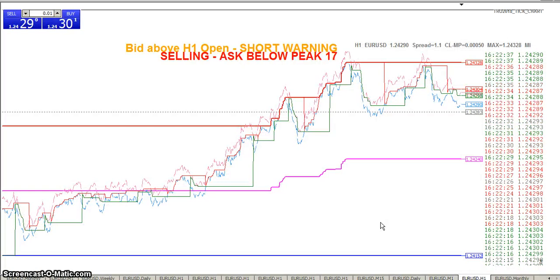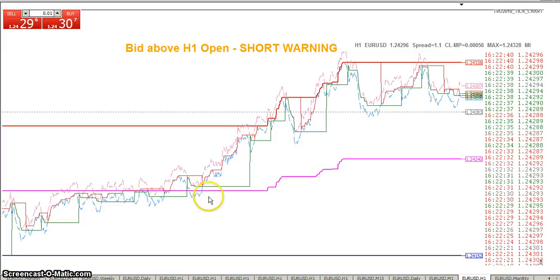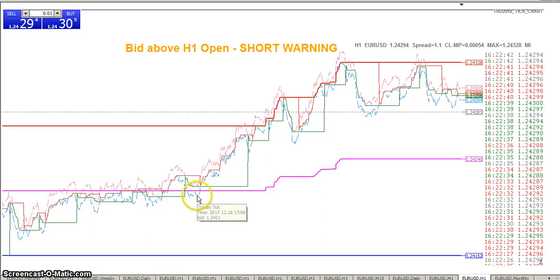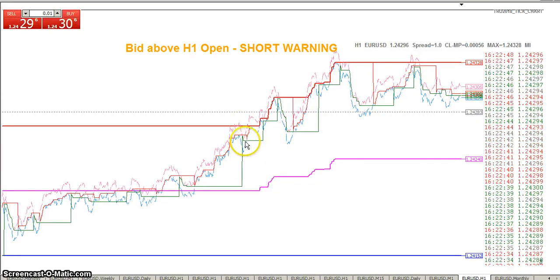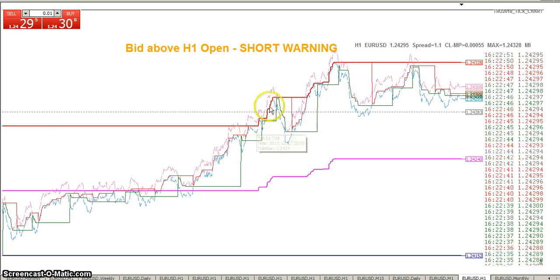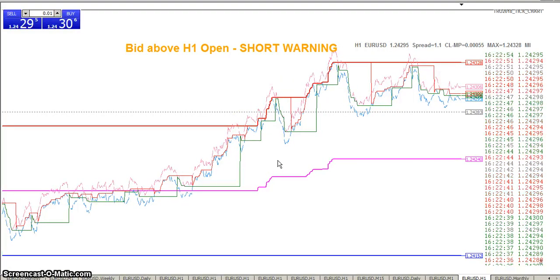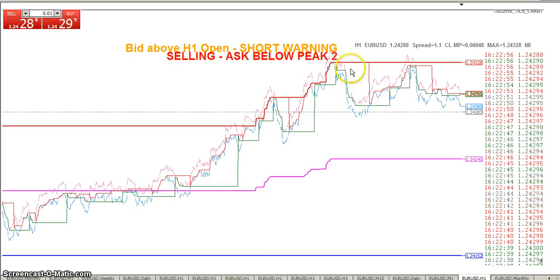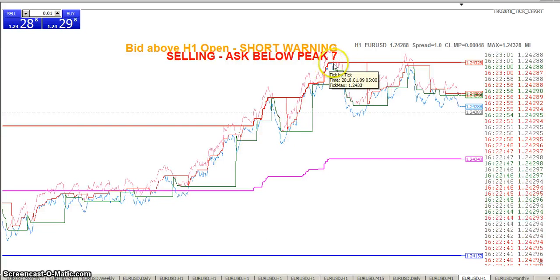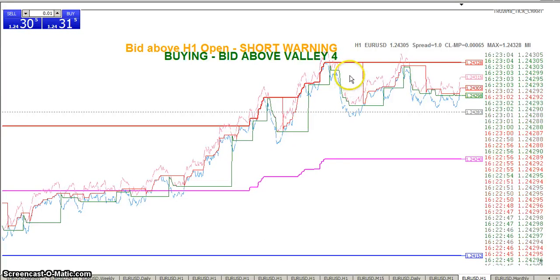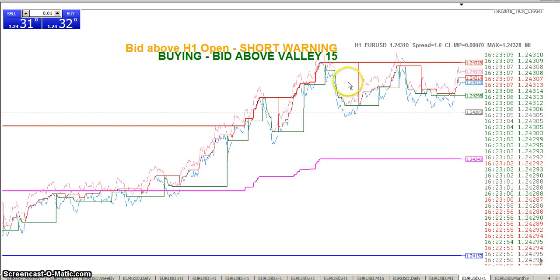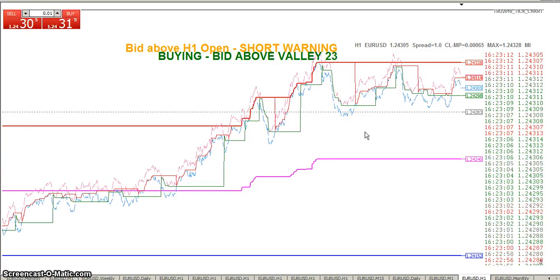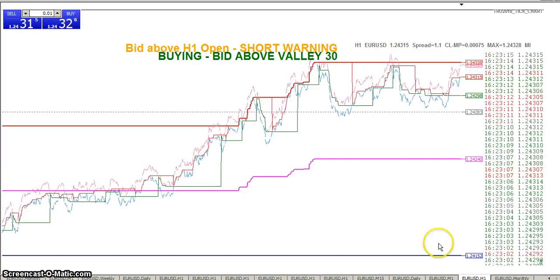With the tick chart, I've shown before that if price makes a valley, if the ask comes down and makes a valley, and then the bid comes up through that valley, then price is going up. And if price makes a peak, and then price comes down through it, guess what? Price is going down. It's that simple.